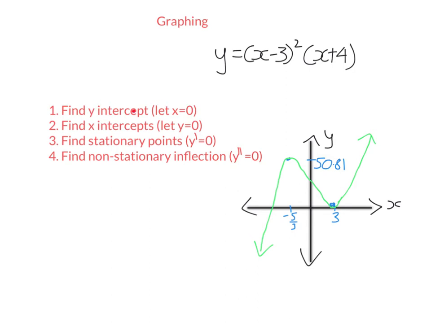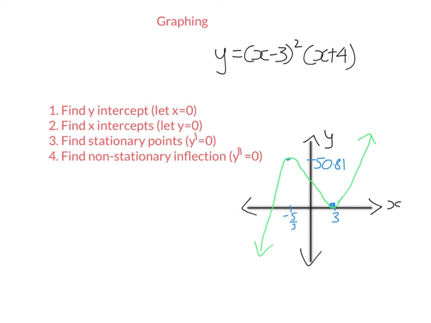You can let your graphics calculator do the work and help you with these two, but you need to be able to find stationary points and inflection points by hand. So I've already done this for you. To find the stationary points, I would differentiate this function and find where the first derivative is equal to 0. Turns out the first derivative equals 0 at x equals 3 and minus 5 over 3.